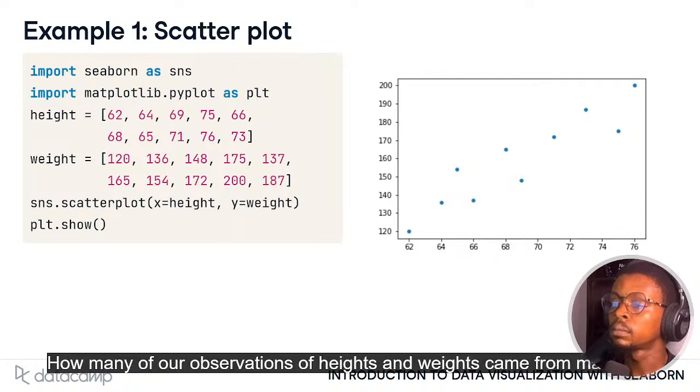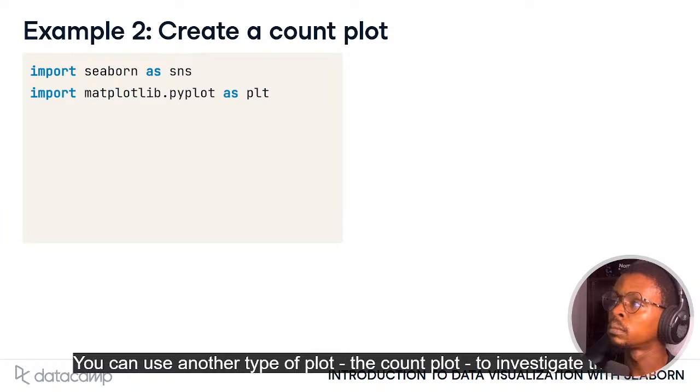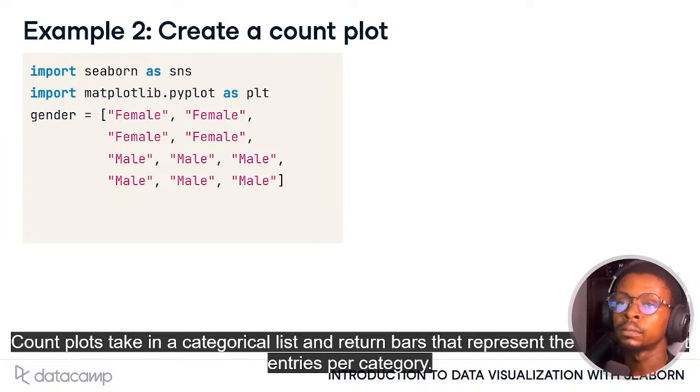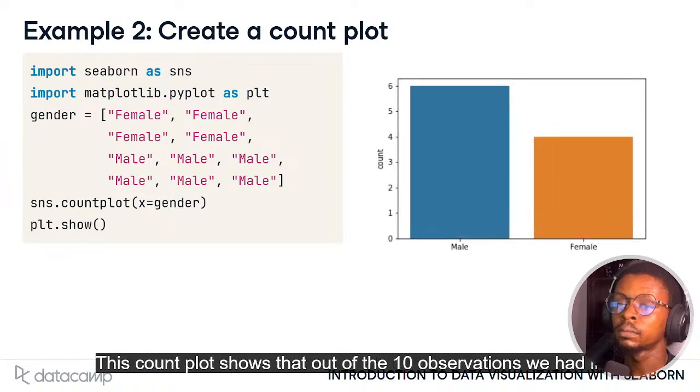How many of our observations of heights and weights came from males versus females? You can use another type of plot, the count plot, to investigate this. Count plots take in a categorical list and return bars that represent the number of list entries per category. Use the countplot function and provide the list of every person's gender. This count plot shows that out of the 10 observations we had in our height and weight scatter plot, 6 were male and 4 were female.